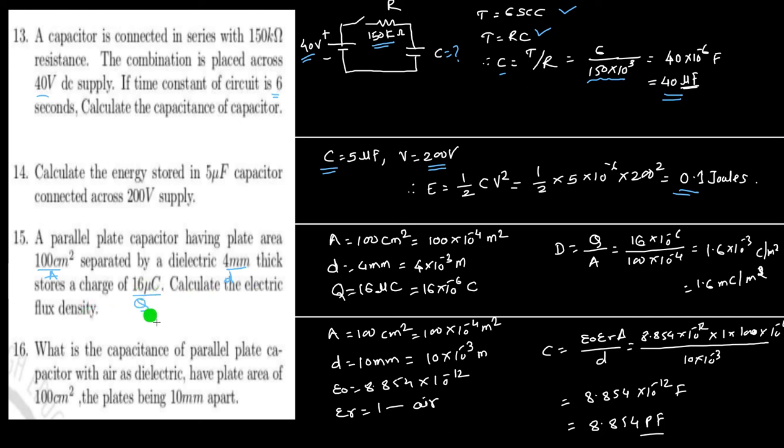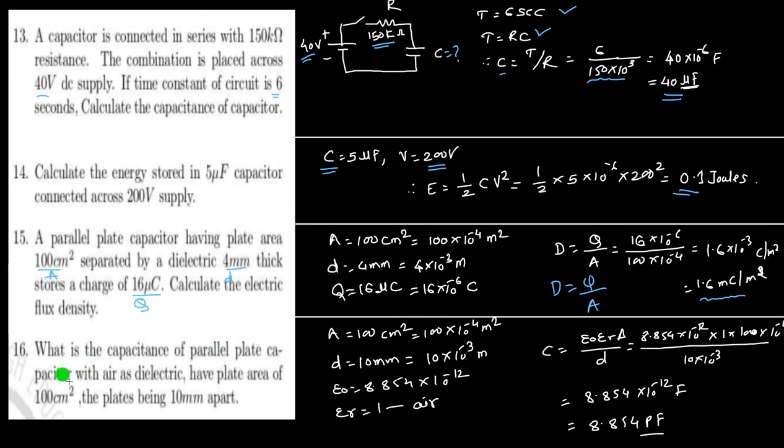Calculate the dielectric flux density. To calculate the dielectric flux density, it is the charge upon A. So D is equal to psi by A, but psi in this case is Q. So Q by A, so 16 into 10 raised to 6 divided by 1000 into 10 raised to minus 4. So it will give you 1.6 millicoulomb per meter square. So this is the electric flux density.